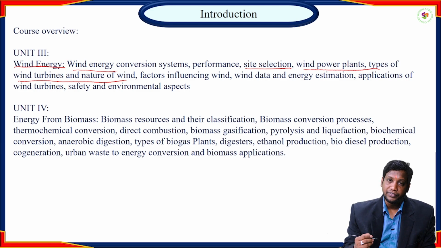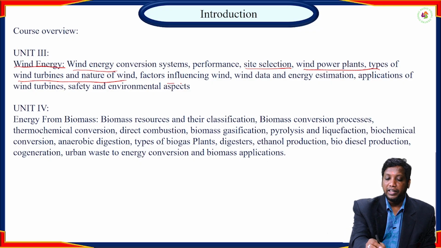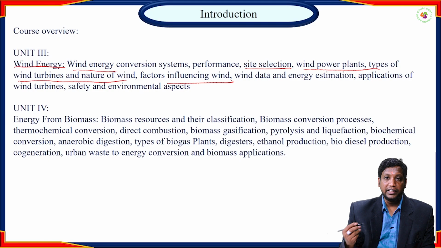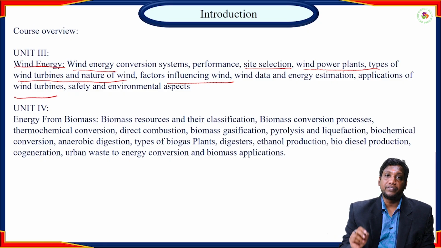Cases: horizontal axis windmill and also vertical axis windmill. What are the conventional available turbines, and what are the advanced turbines, that we will discuss in detail. And what factors will influence the wind energy, that we will discuss in detail. And different types of wind turbines: based on the wind velocity we might be selecting different types of turbines. That also we will discuss, which type of turbine is suitable for what kind of wind velocity, that we also will discuss in detail in unit 3.